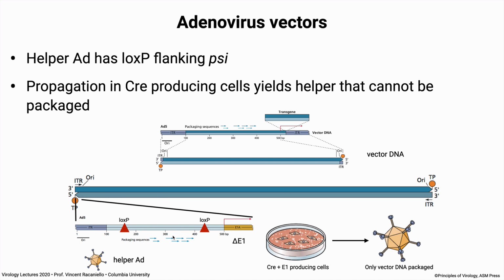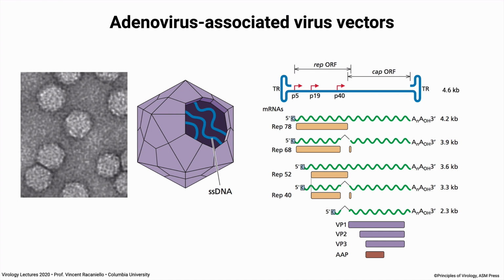The CRE will cut out the packaging sequences of the helper, but the helper will still make capsid proteins to package the vector DNA. So you have now particles with only your vector DNA. These particles will deliver the transgene to cells, but they won't make new particles. So that makes them safer. That's adenovirus. We also use adeno-associated virus a lot.